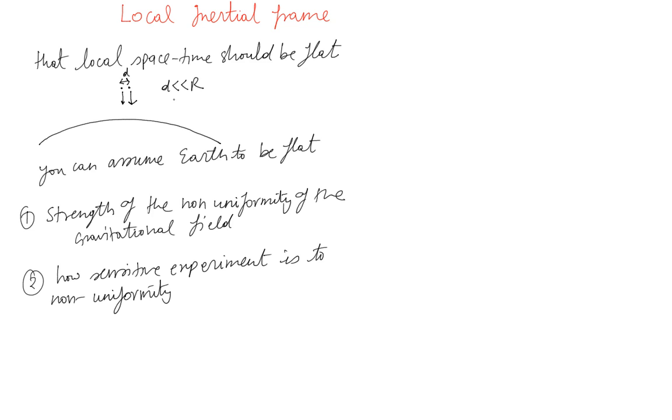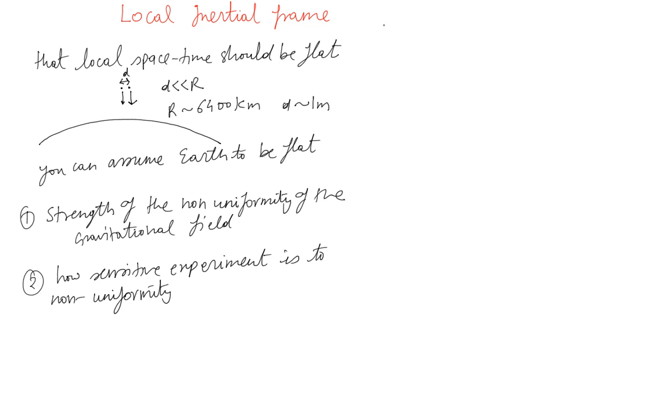For example, here we know that r is around 6400 kilometers. If d is of the order of, say, 1 meter, you can say with confidence that for this experiment we can assume space to be flat, which means it has no curvature.